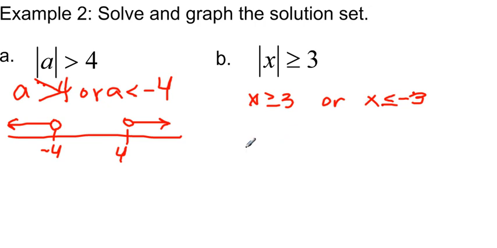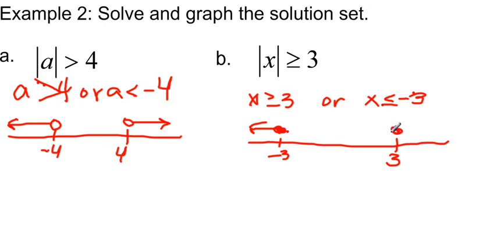Let's take a look at the graph. Here's -3. We're going to use a closed dot on -3. Because of the symbol, it has an equal to sign underneath. This says x is less than or equal to -3. Less than means shade to the left. Over here is +3. This first inequality says x is greater than or equal to +3, so closed dot there, shaded to the right.